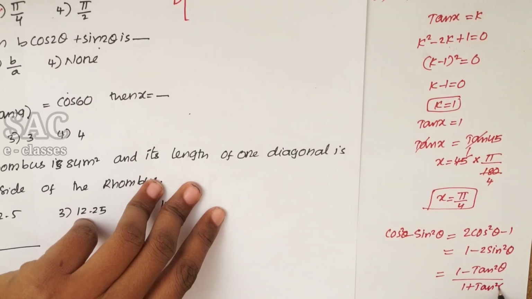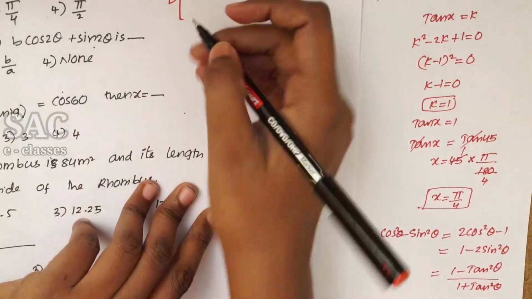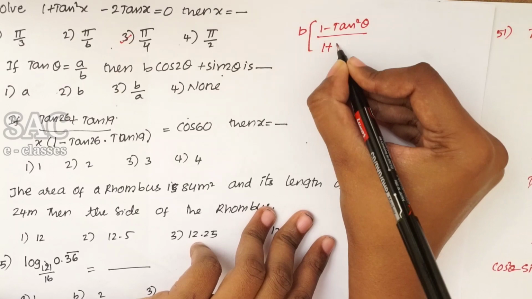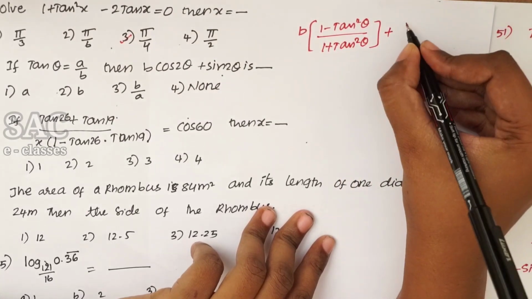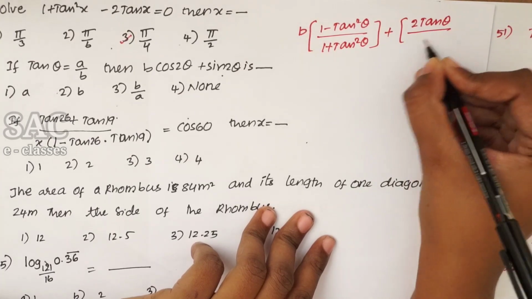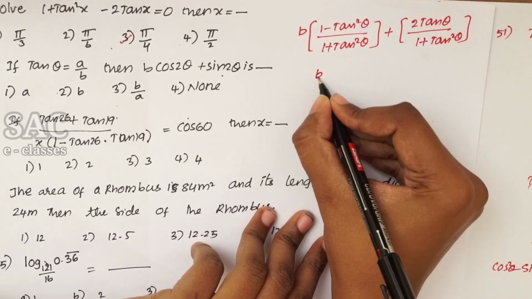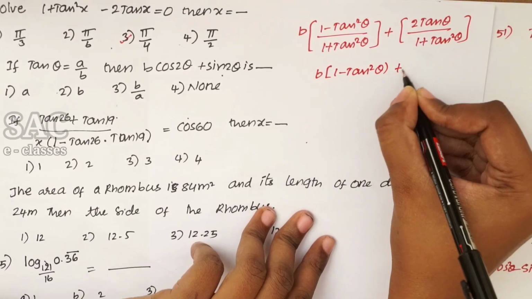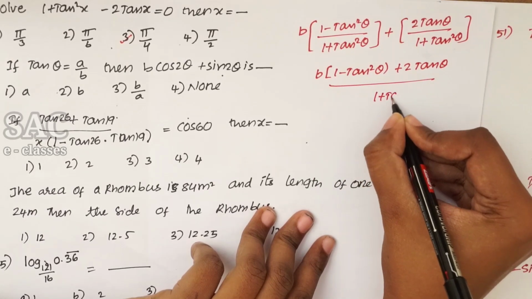So I am going to use this one because we have a tan value, that is why 1 minus tan square theta by 1 plus tan square theta. Plus sin 2 theta also can be written like that, only 2 tan theta by 1 plus tan square theta. Now simplify b into 1 minus tan square theta plus 2 tan theta by 1 plus tan square theta.